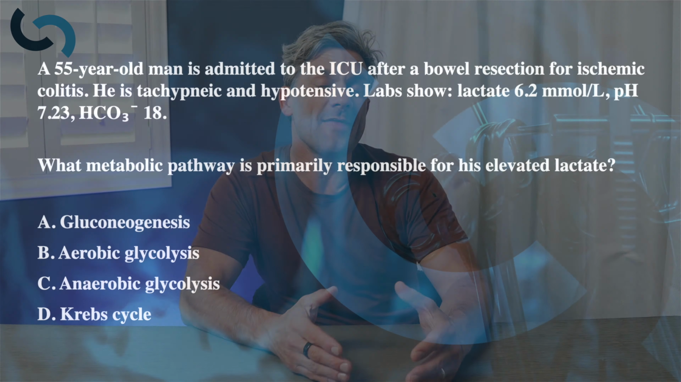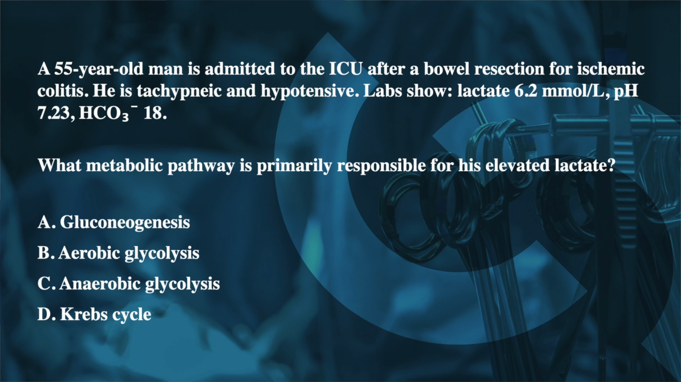What metabolic pathway is likely impaired in this patient with the elevated lactate? Well, the answer is anaerobic glycolysis. This is the primary reason for the elevated lactate because in shock, tissues are hypoxic, forcing glycolysis to proceed without oxygen, producing lactate as a byproduct via lactate dehydrogenase.